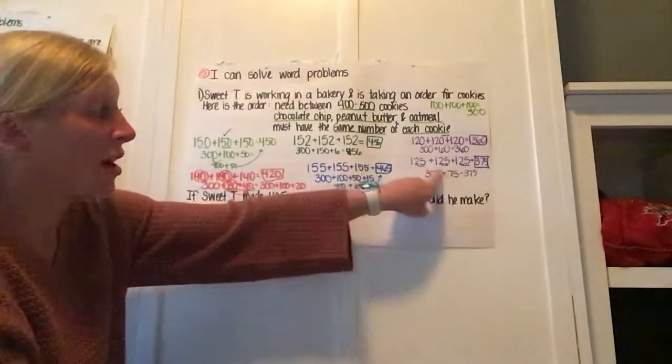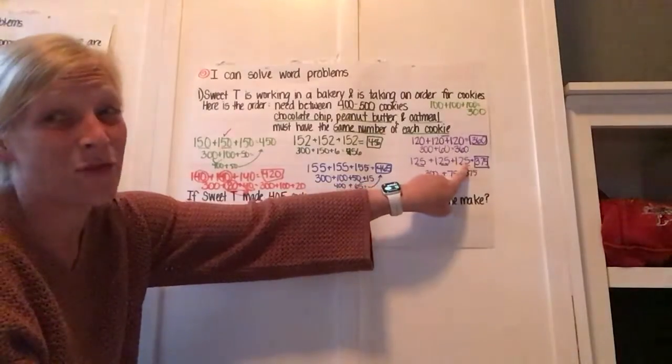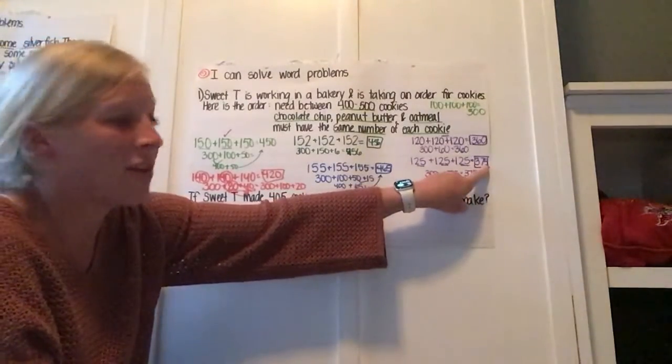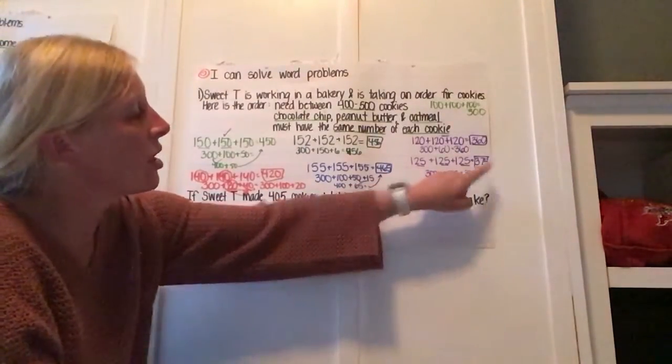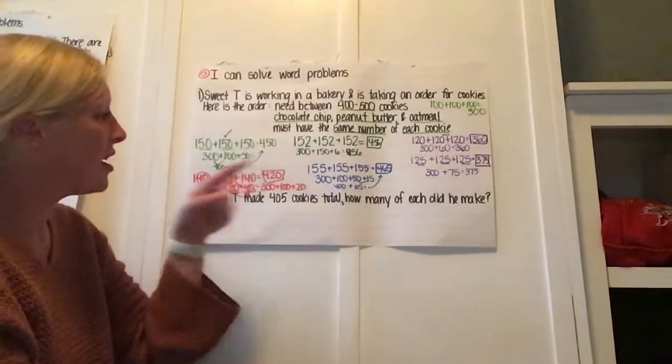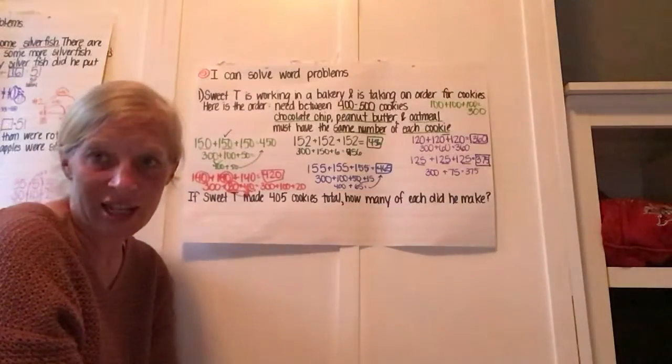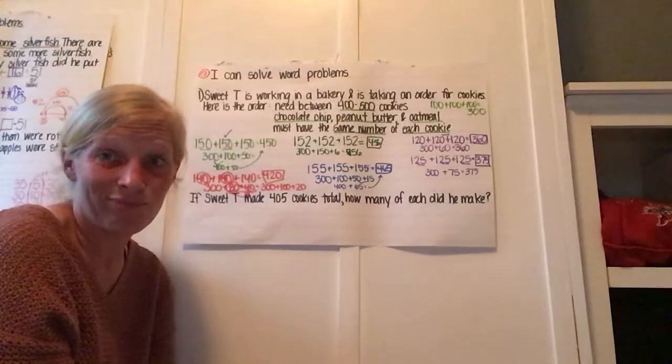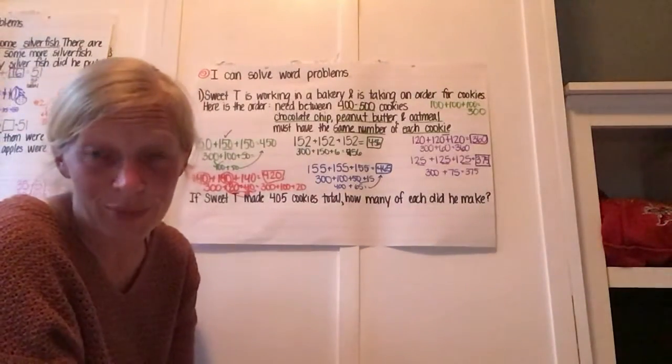We had our 25s here, right? And even though it didn't get us to 400, it still had a 5 in the ones place, right? And this one's a 5 in the ones place. We have 5, 10, 15. All of these with those solid hundreds and tens just have what in the ones place? They have a 0, okay?